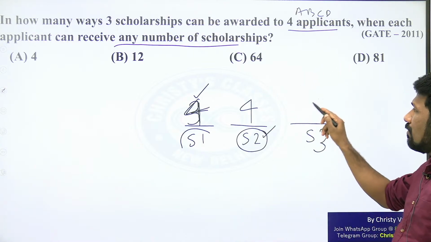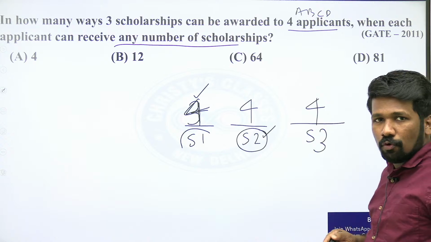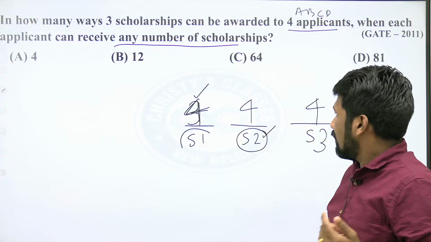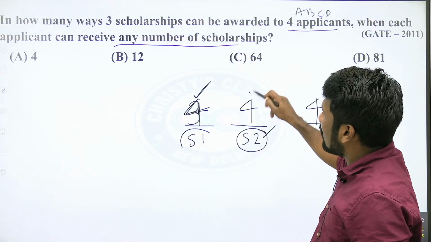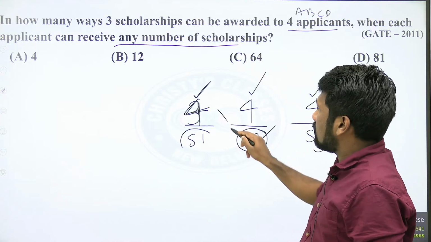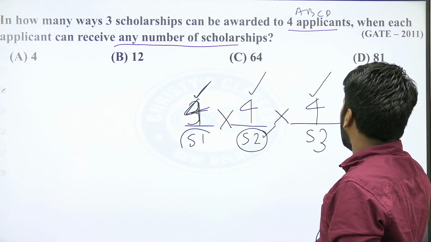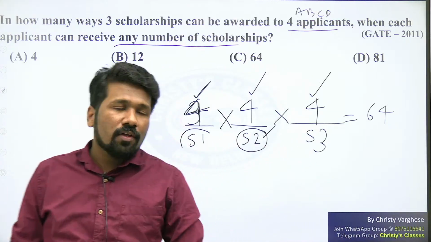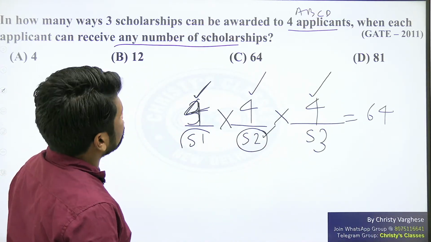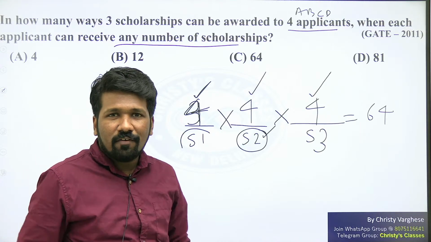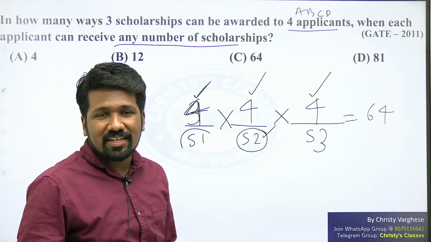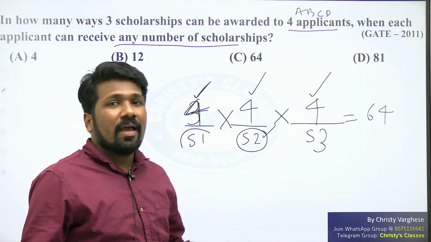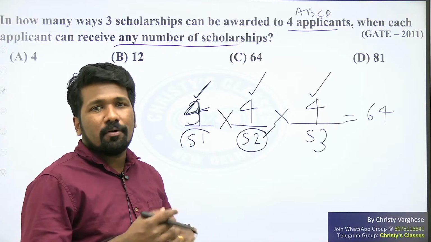Similarly, scholarship 3 can be given to 4 people itself. 4 people means there are 4 ways to give scholarship 3. Now, one thing can be done in M ways, another thing in N ways, another thing in P ways, means total ways is 4 into 4 into 4, 64. Now, if the question was asking 5 applicants, 5 into 5 into 5, 5 cube will be the answer. 10 applicants, 10 cube would have been the answer. If there are 4 scholarship and 10 applicants, 10 raised to 4 would have been the answer.